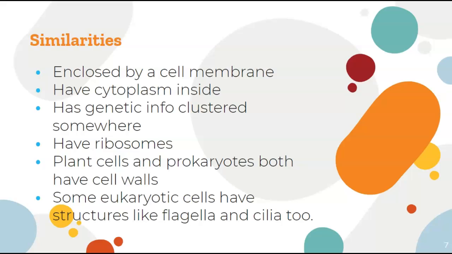Here's what I was able to come up with. They both have cell membranes around the outside of them. They both have cytoplasm. They both have genetic info, their DNA, somewhere inside. They both have ribosomes. Plant cells and prokaryotes both have cell walls. And you know what, I might not have mentioned this, but some eukaryotic cells have structures like flagella and cilia too. Like your intestines have cilia to move food along the digestive tract. Sperm cells have flagella, that's how they get around. So they both have some way to be mobile.